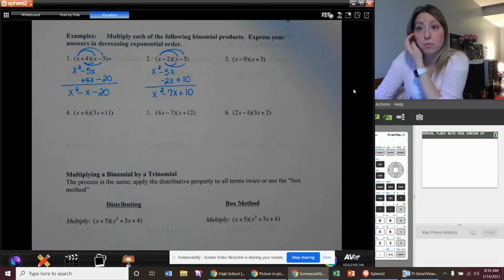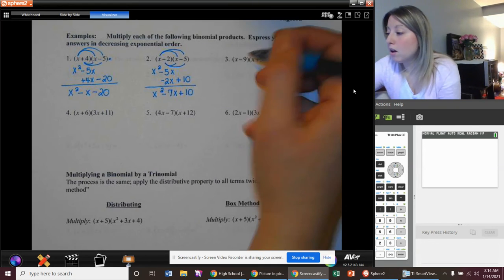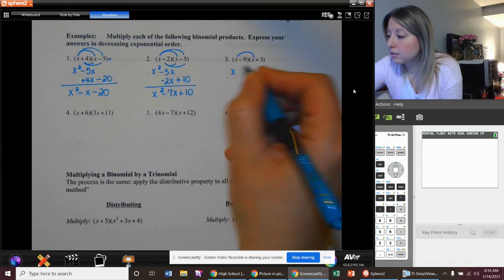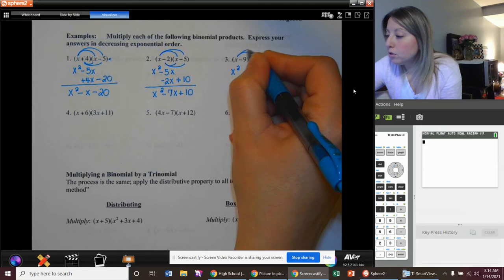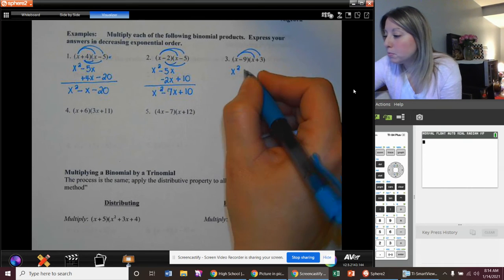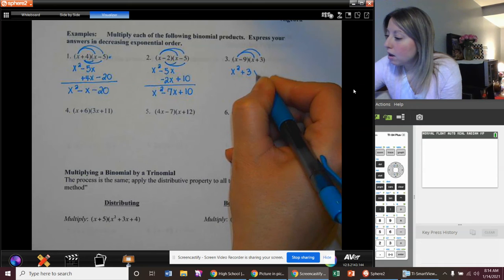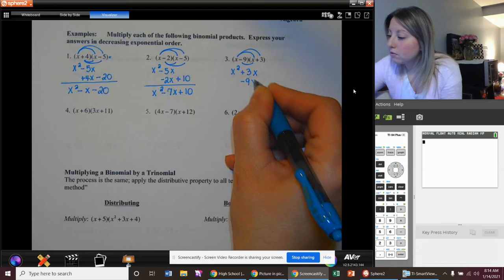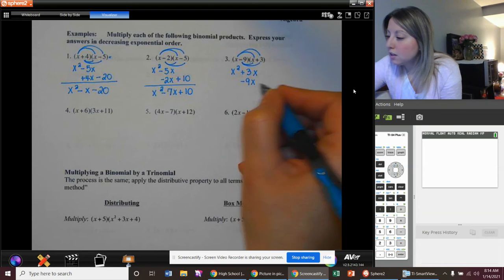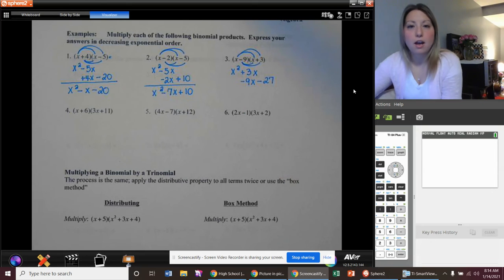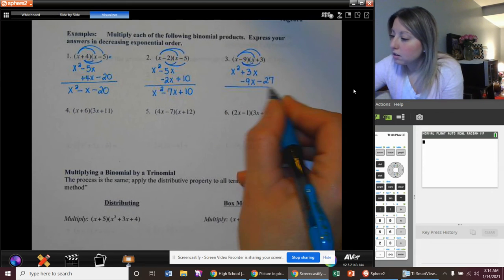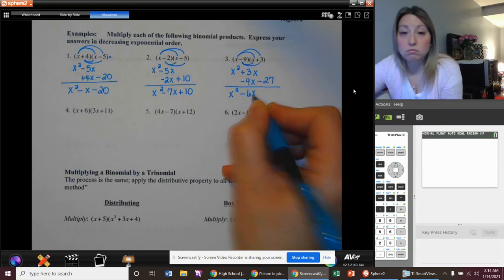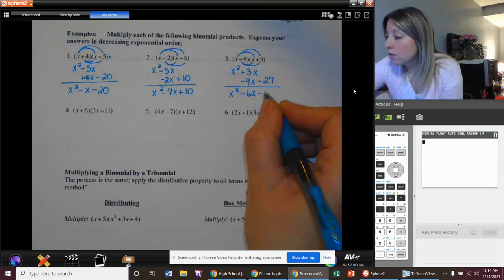Make sure you're practicing right along with me. Okay, make sure you're practicing right along. Number 3, front terms, right? First terms multiplying together. X times x is x squared. Outer terms multiplying together. So x times positive 3 is positive 3x. And then my inner terms multiplying together. Negative 9 times x is negative 9x. And my last terms, different signs. So a negative 27 as the end for my last. And let's add, let's see, x squared minus 6x, right? Because those were different signs. And bring down the minus 27.